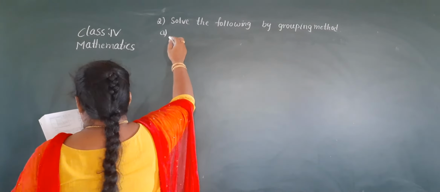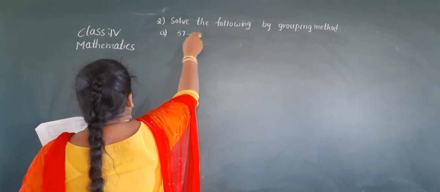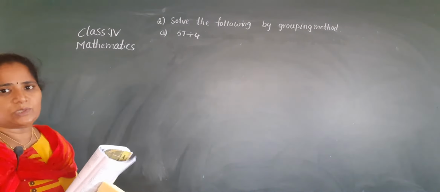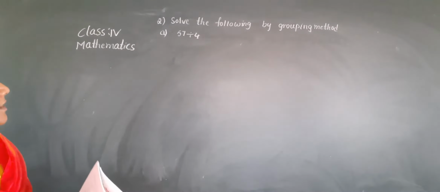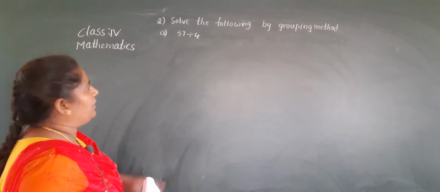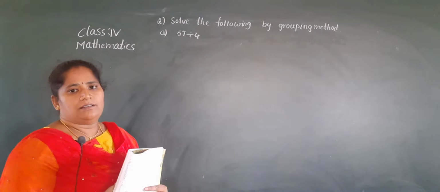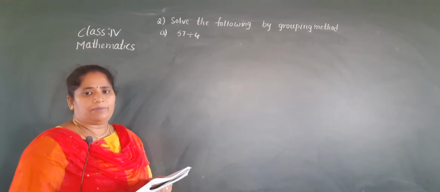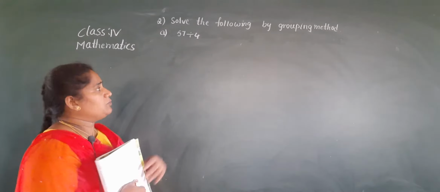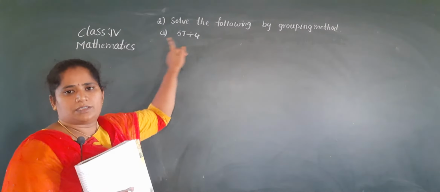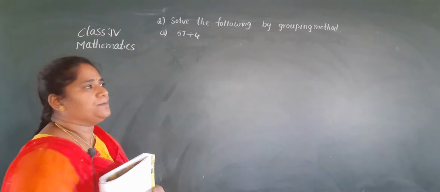First one, 57 divided by 4. It's a big problem. That's why I will explain this one to you. So how to divide this 57 into 4 groups? That means we want to distribute this 57 to 4 groups, no? So first you have to draw the 4 groups.